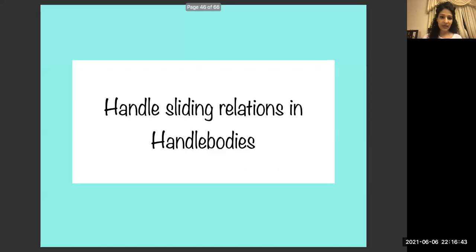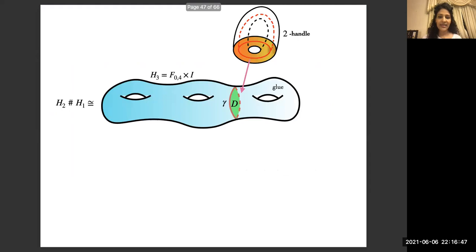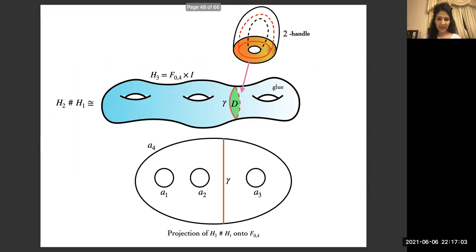So this brings us to handle sliding relations in handlebodies. So let's go back to the figure that we had for H2 connected sum H1. And we see that it's homeomorphic to H3 with a 2-handle attached along gamma. So what we will do is project this onto the disk with 3 holes, F04, and we'll keep track of the fact that we have a 2-handle attached by drawing this red line segment, which denotes gamma. And this separates A1, A2, the two boundary components, from A3.